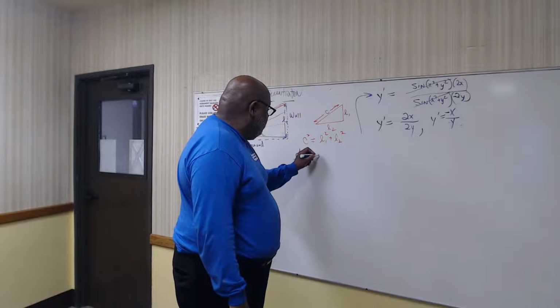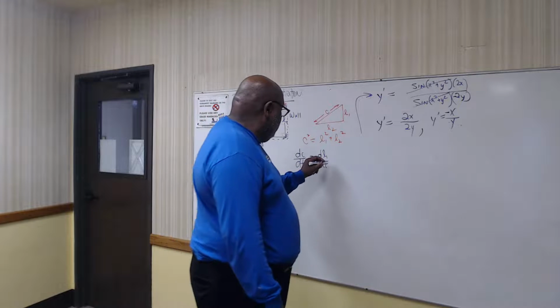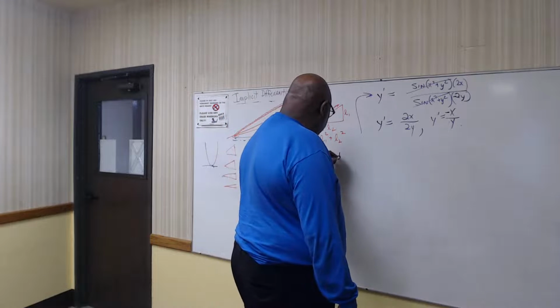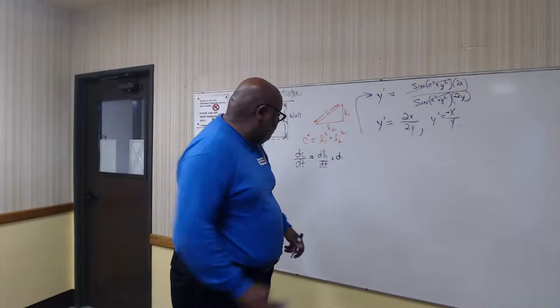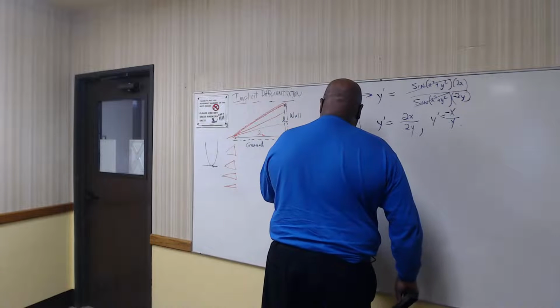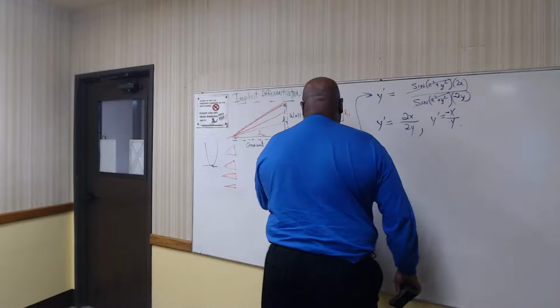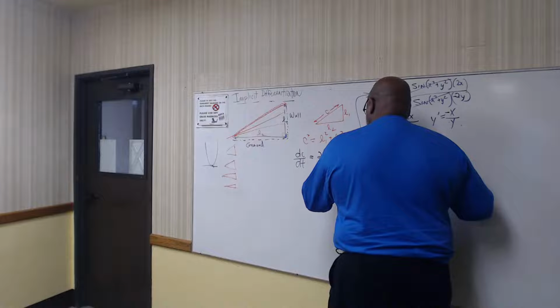Equals dL1/dt plus dL2/dt. Oh, I'm sorry, I forgot I had a power rule here. It's 2L1 dL1/dt. See the power rule? You see it? Plus 2L2 dL2/dt.